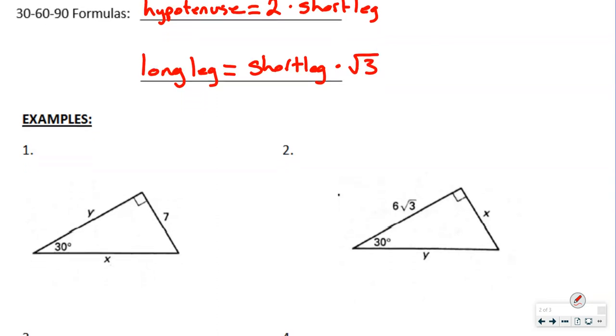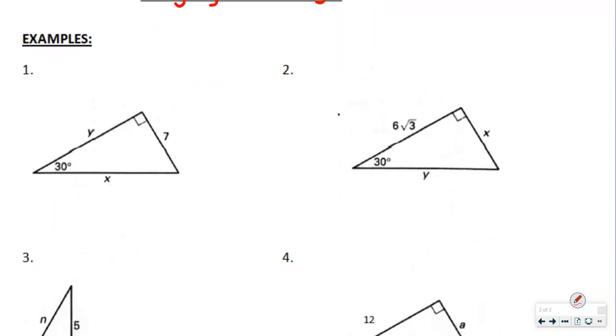So let's look at some examples. All right, remember with the 30, 60, 90 triangle. If we've got 30 and 90 here, then I know this one over here is 60. The side opposite your right angle is your hypotenuse, so that's going to be X. The side opposite 30 is your short leg. That means the side opposite 60 is the long leg.